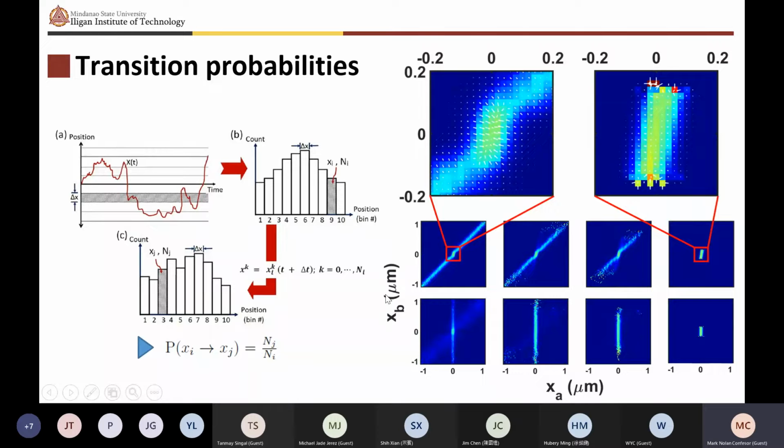We do long time measurements in our experiments, and so we are able to recover a lot of data to allow us to reconstruct this transition probability map.